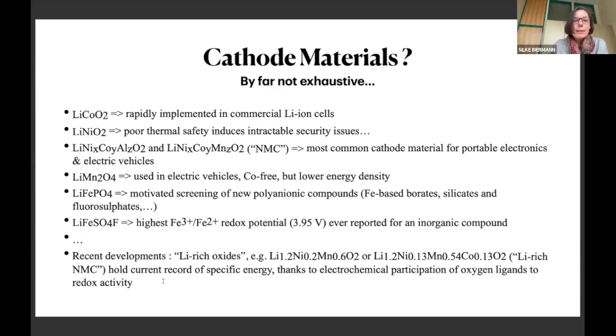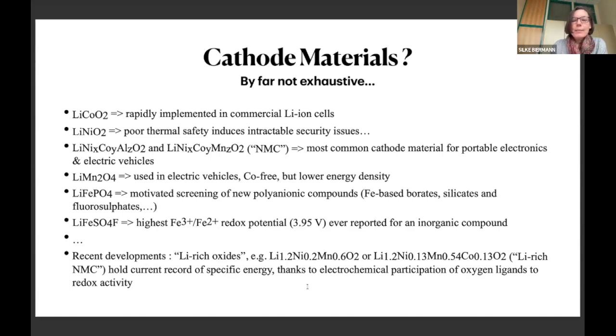Recent developments include studies of what people like to call lithium-rich oxides. An example is this one here, lithium 1.2, nickel 0.2, manganese 0.6, O2. If you calculate quickly, you realize that nickel 0.2, manganese 0.6 does not sum up to 1. So the missing 0.2 is somehow on the lithium side here, which means that some of the lithium goes in the transition metal sites in this compound. And this is why we call this lithium rich. That holds currently the record for specific energy.